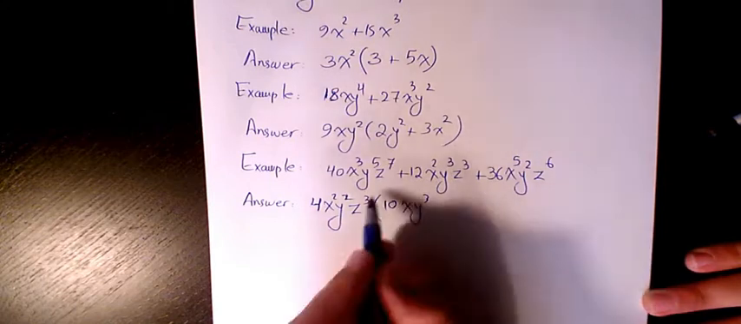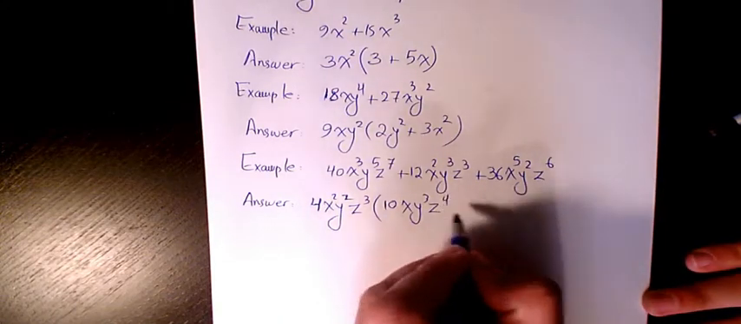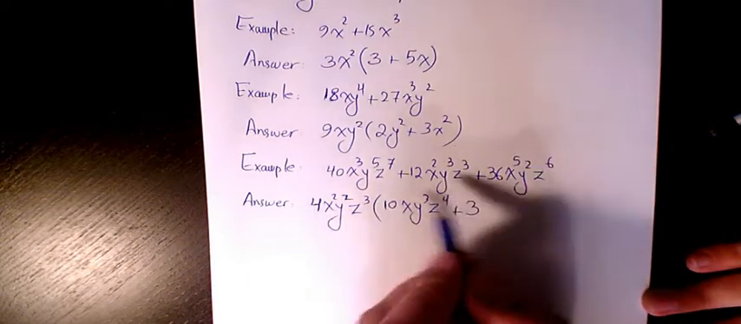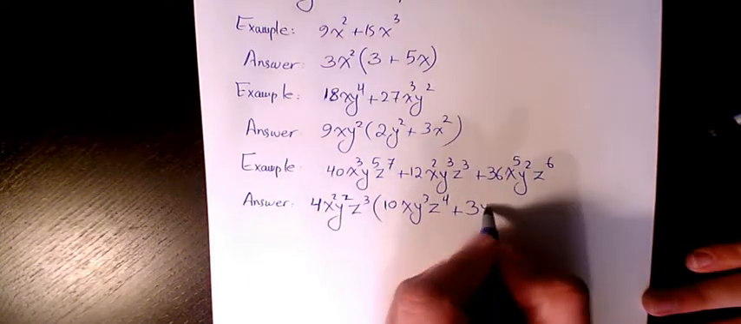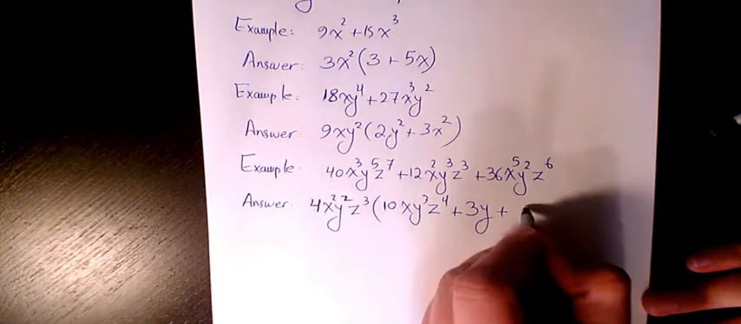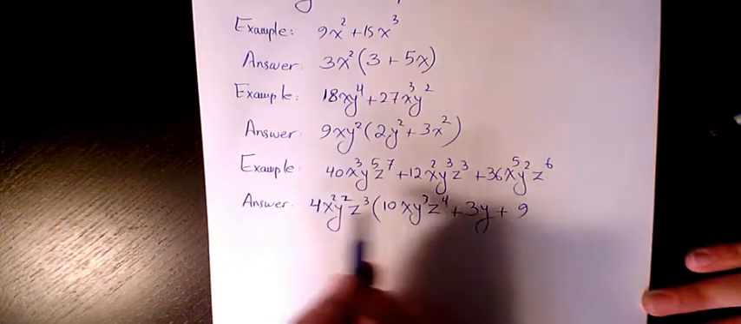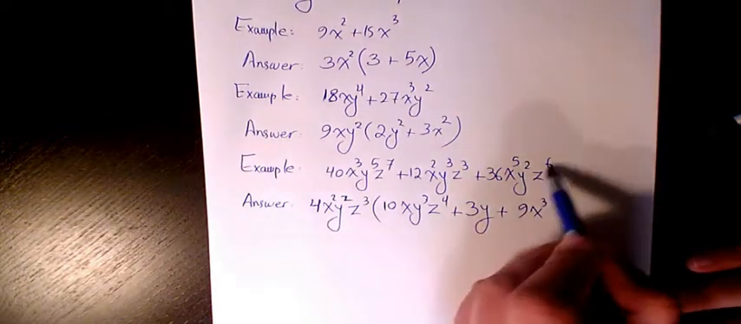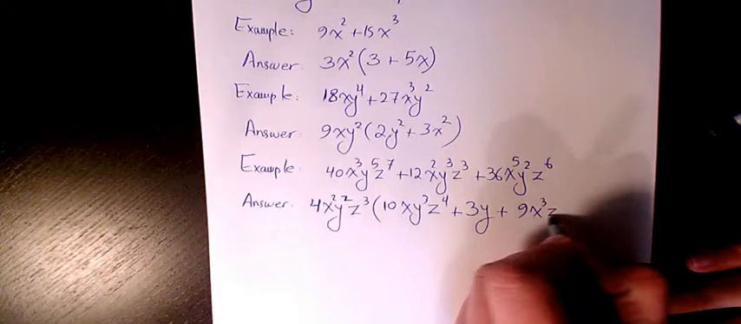Z to the power of 7 divided by z to the power of 3 is going to be z to the power of 4. 12 divided by 4 is 3. X squared cancel out. Y cubed, y squared is going to be y. Z cubed cancel out. 36 divided by 4 is 9. X to the power of 5 divided by x squared is going to be x cubed. Y squared cancel out. Z to the power of 6 divided by z to the power of 3 is going to be z to the power of 3.